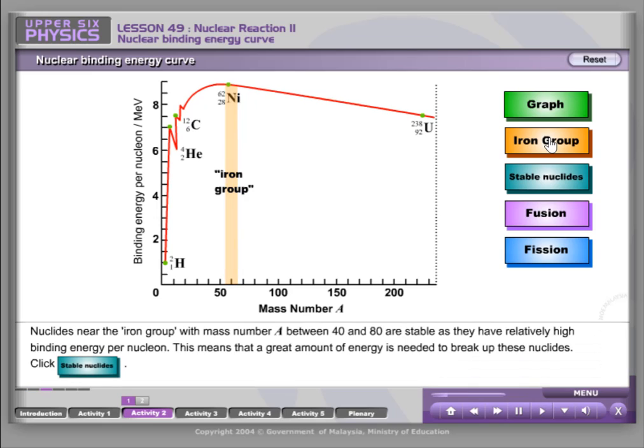Nuclides near the iron group with mass number A between 40 and 80 are stable as they have relatively high binding energy per nucleon. This means that a great amount of energy is needed to break up these nuclides. Click the Stable Nuclides button.